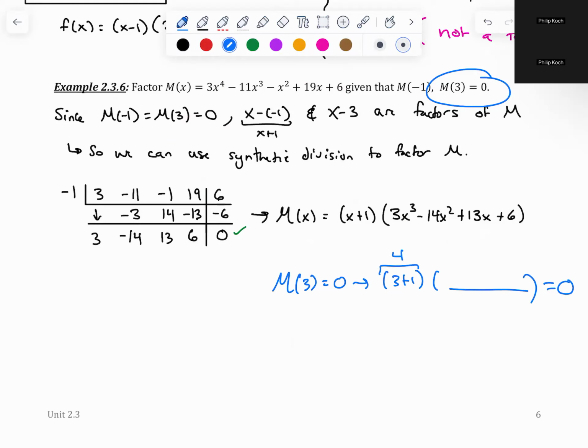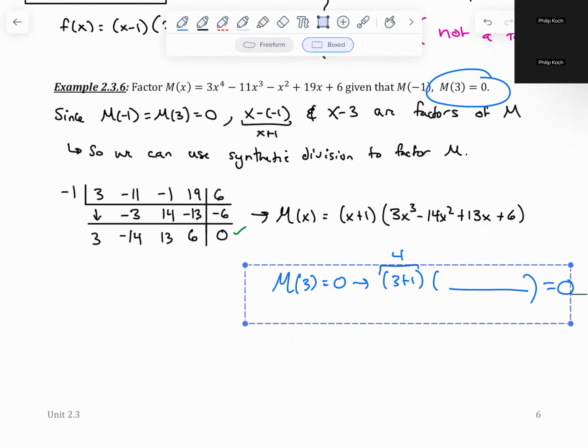So there's no other way for this to equal 0 unless this piece equals 0, right? By the zero product rule, the only way for a product of two things to equal 0 is if at least one of them equals 0. So what I'm trying to say is that this piece, the 3x cubed minus 14x squared plus 13x plus 6, has 3 as a factor as well, or a root, rather. So let's write that down.